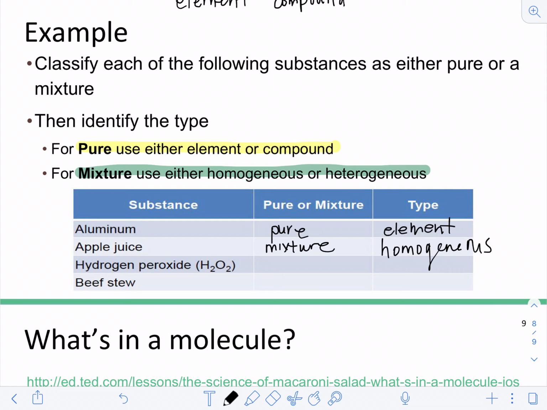All right, so the next one, we have hydrogen peroxide. And they gave us a formula, which was really nice, because you may not have known that was the formula for hydrogen peroxide. It's the stuff in the brown bottle that you may have put on cuts before. So H2O2. Well, there's a chemical formula for it, and I can see that there's more than one element involved in it. So this is going to be a compound. It's pure, because I see that it is composed of just those two elements, and it is a compound because more than one element is present.